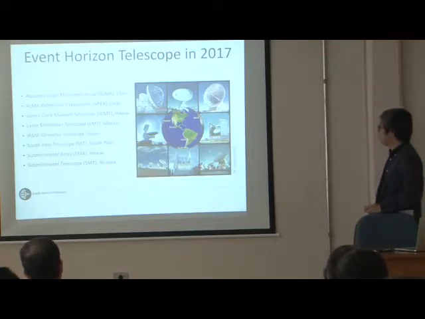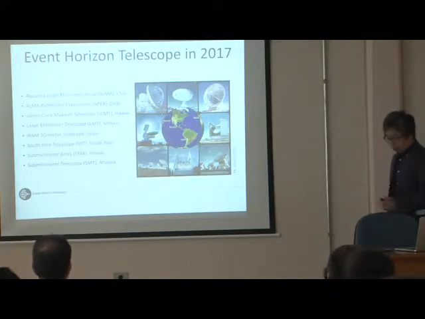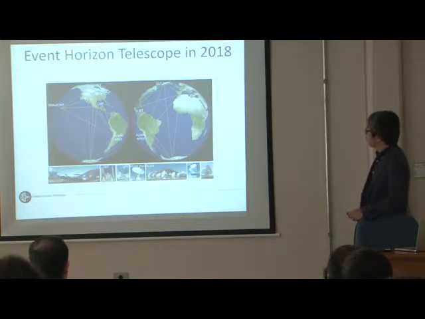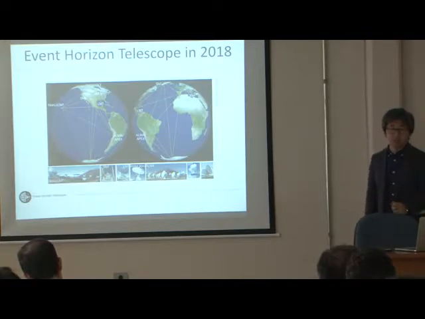So this is the 2017 observation, and for 2018 we can add more telescopes, including JCMT, SMA, SMT, LMT, IRAM, ALMA, and SPT, and then a new telescope, the GLT, the Greenland Telescope.